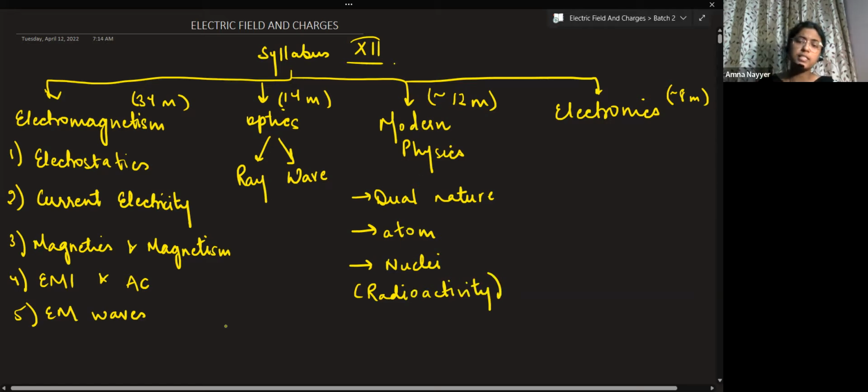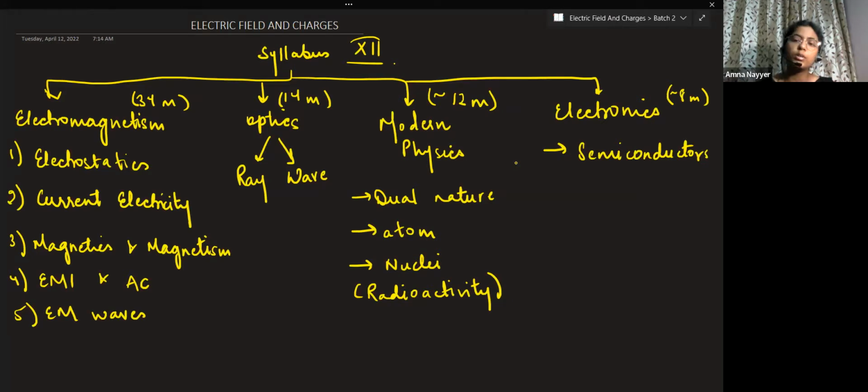This section, modern physics, as well as the electronics section, is a very scoring section. Electronics has a single chapter now, that is semiconductors. All right, so this is just a brief of your syllabus of class 12th. We'll begin with electrostatics first. Under electrostatics, we'll start with electric charges and fields.